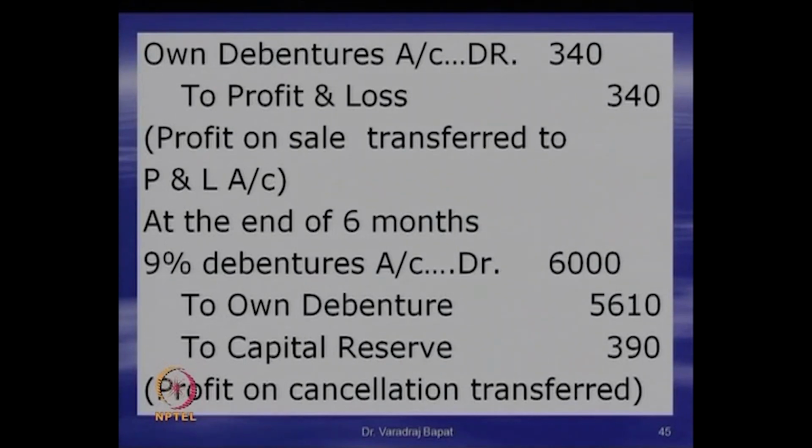we have passed this entry: 9% debentures account debit 6000, to own debenture 5610, to capital reserve 390. Now what is this capital reserve? As you can see, actually we got the debenture only at 93.50. When we cancel it, 100 rupees are saved for the company. That is why this 6.5 per debenture is our profit.